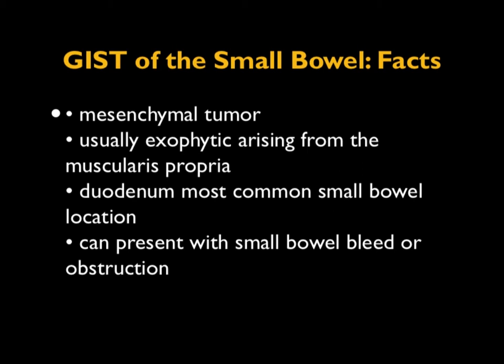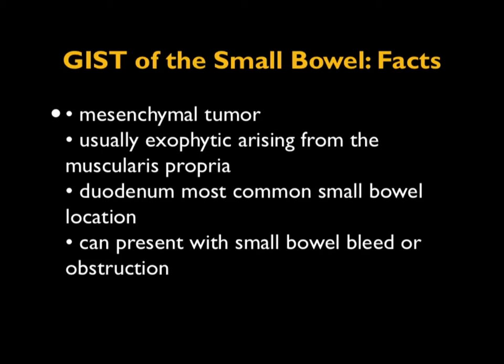Okay, next tumor, GIST tumors. We used to think about GIST tumors of the stomach, large masses, exophytic, sometimes ulcerate, sometimes bleed, sometimes metastasize. But GIST tumors can occur almost anywhere in the GI tract. It's a mesenchymal tumor arising from the muscularis propria. Duodenum is the most common small bowel location.